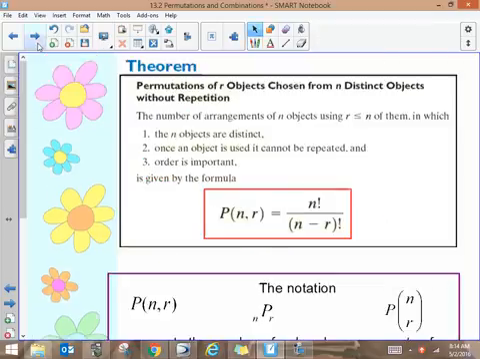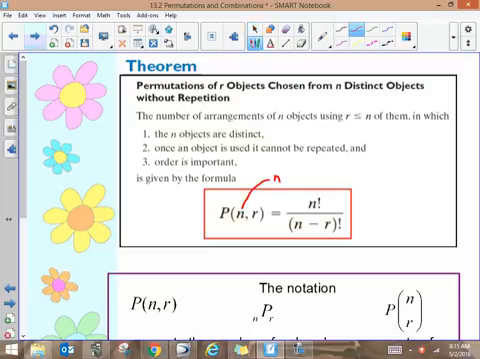All right, let's talk about theory. Permutations are objects chosen from distinct objects without repetition. We have a formula. This P stands for permutation. N and R are the usual: N objects taken R at a time.